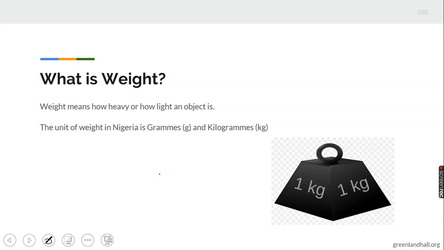And then the unit of weight, we've mentioned what weight is. The unit of weight in Nigeria is grams and kilograms. These are the basic that we use. We have a lot of them, but these basics are the ones that we use. We have grams, say kilograms. And you see the short form for grams is the g there, while kilogram is kg.